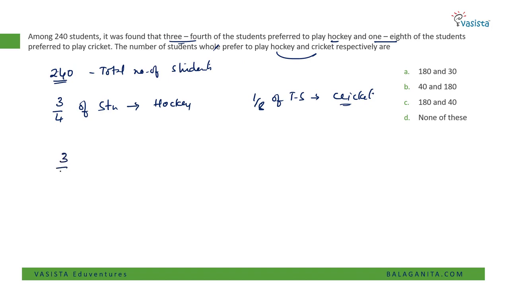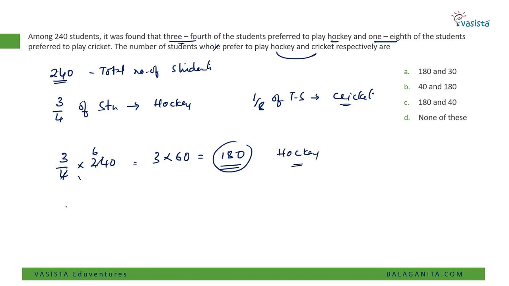So 3/4 of the total number of students. The total number of students is 240, which is going to be simplified here. 4 ones are 4, 4 sixes are 24, which is going to be 3 into 60. 3 sixes are 18, so it is 180. So 180 students out of 240 students prefer to play hockey.